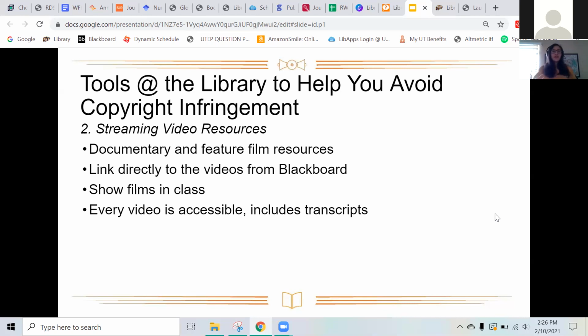You can even show films in class if you're doing synchronous teaching online, or when we're back in the classroom, you can also show these videos in class. The performance rights are included in our licensing. And every video that we have through these services is accessible. They include transcripts and closed captioning.